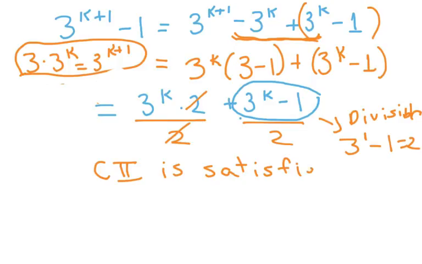It's just a different way of looking at it than the ones we did before. So the statement 3 to the n minus 1 is divisible by 2 is true for all natural numbers n. Now let's try a couple more just to make sure we get the hang of this. Let's try this one. We have n squared plus n is divisible by 2.